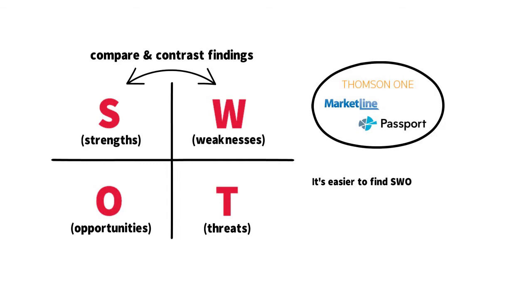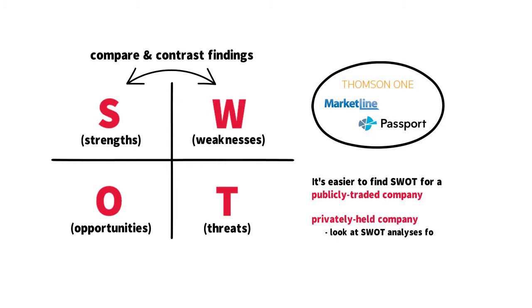Keep in mind that it's easier to find a SWOT analysis for a publicly traded company. However, if you're researching a privately held company, you can also look at the SWOT analyses for its publicly traded competitors. The information included in the external analysis section could still be useful.